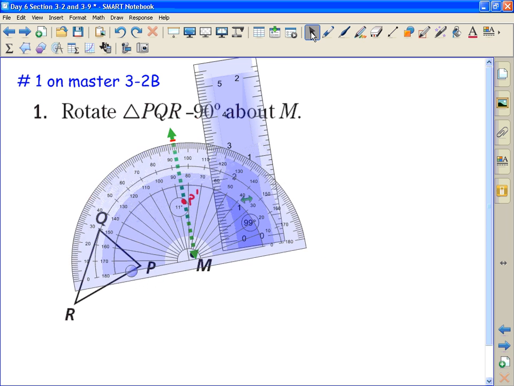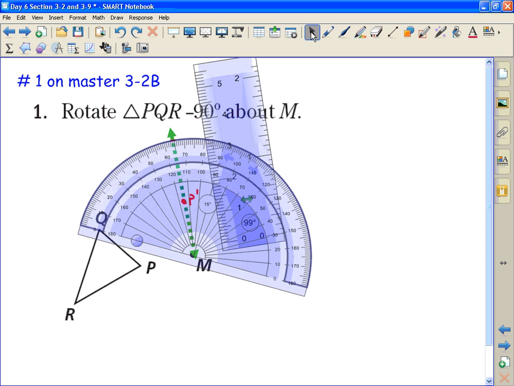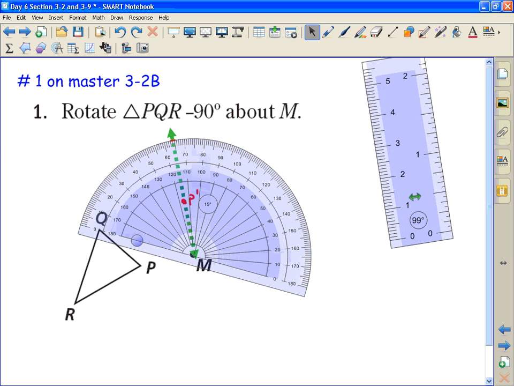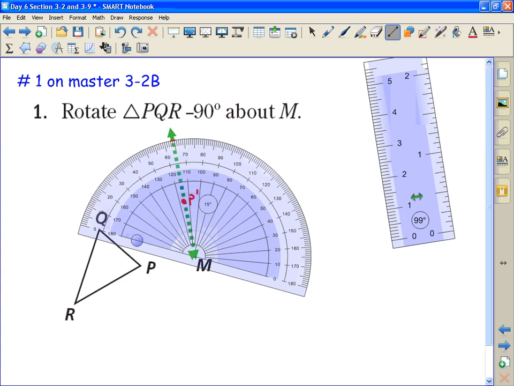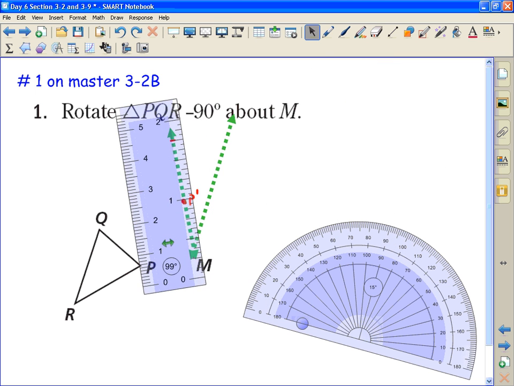Now I'll continue to point Q. 90 degrees. Make another green dotted line that goes from M to 90. You should make a mark on yours and then connect the mark you made at 90 to M. I know that my new point Q has to be on that line. What I now need to determine, so I move my protractor away, is how far away.